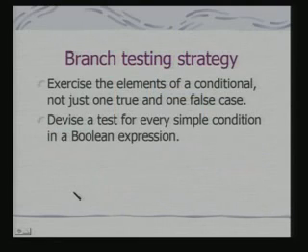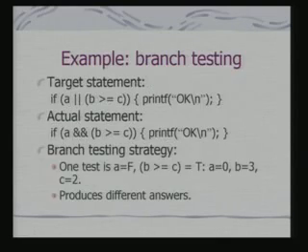Now, for testing the branch, we have to exercise elements of a conditional statement, but not just one true and one false case, because various combinations can come up. Take an example. Let us say the target statement is: if A or B is greater than C. This is the condition I would like to execute. This is a branch statement. And the very common mistake is this.